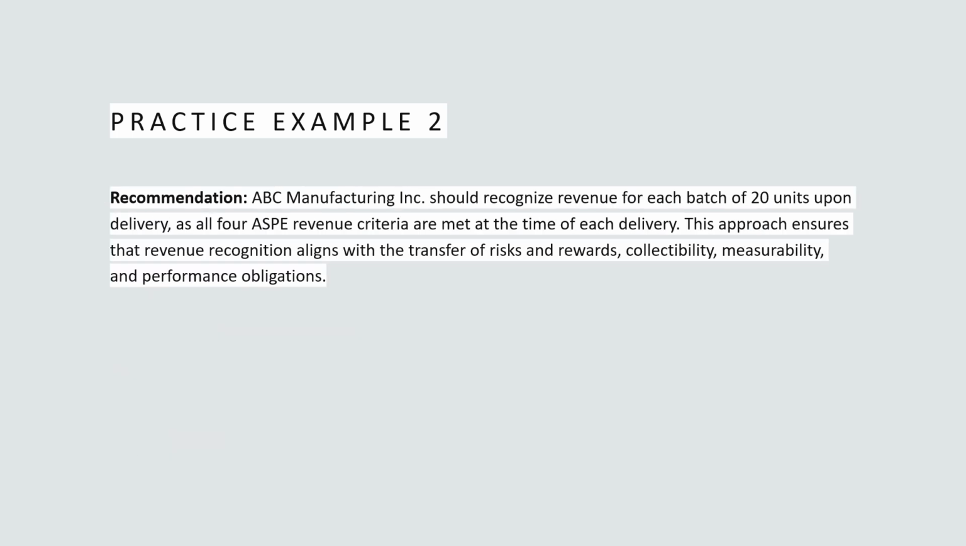So for the recommendation, ABC Manufacturing Inc. should recognize revenue for each batch of 20 units upon delivery, as all 4 ASPE revenue criteria are met at the time of each delivery. This approach ensures that revenue recognition aligns with the transfer of risk and rewards, collectibility, measurability, and performance obligations.